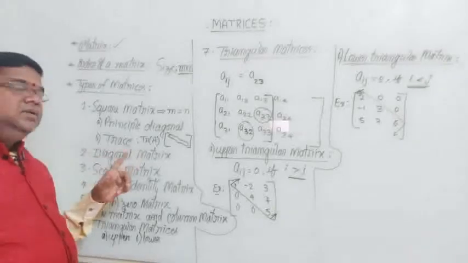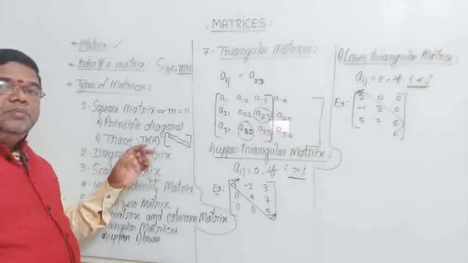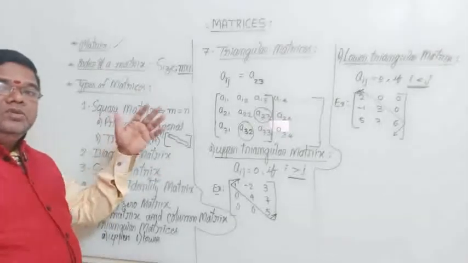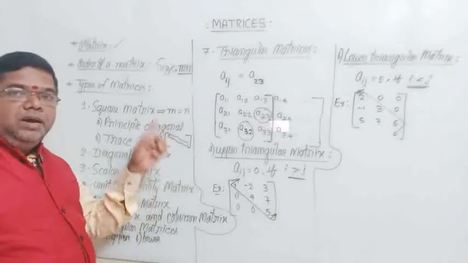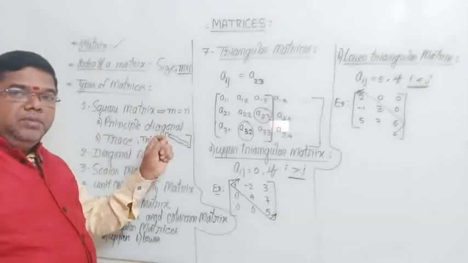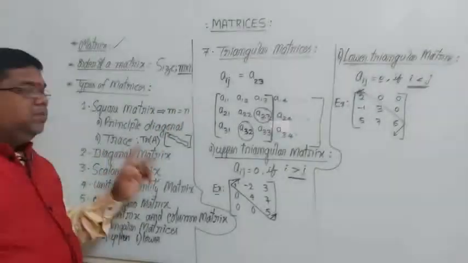Now the diagonal matrix. It is also a square matrix. Except the diagonal, the remaining elements are zeros, meaning the non-diagonal elements are zeros. Only the principal diagonal has elements, and the remaining elements are all zeros. That is called the diagonal matrix.